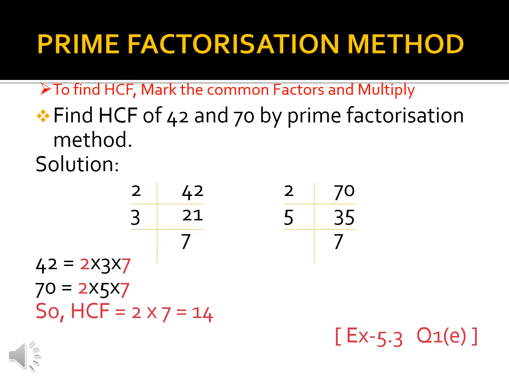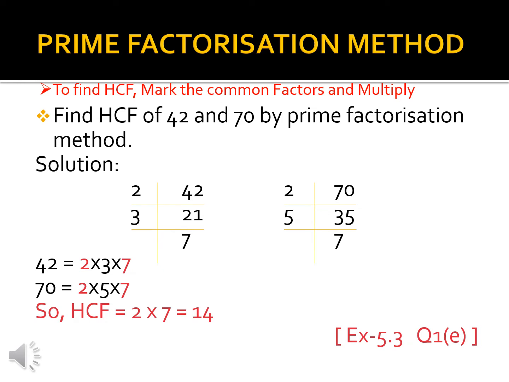So here you can see that I have written 2 in red color because 2 is the common factor in both. 7 is also written in red color because it is also a common factor. So 2 and 7 are the common factors of 42 and 70.